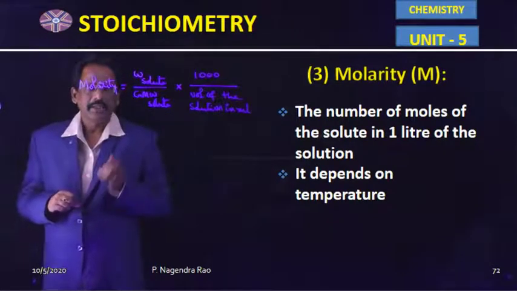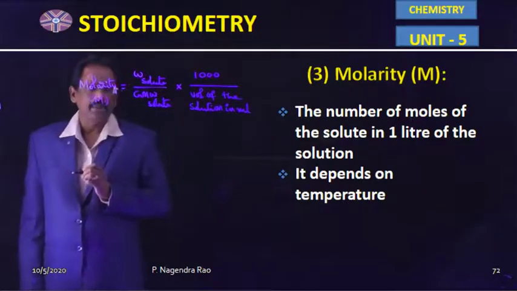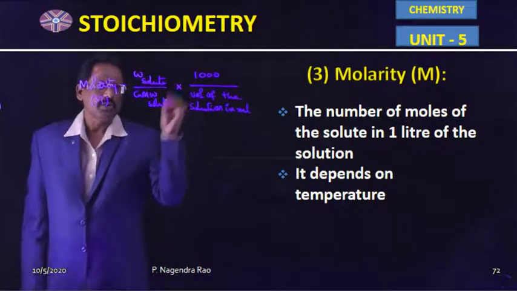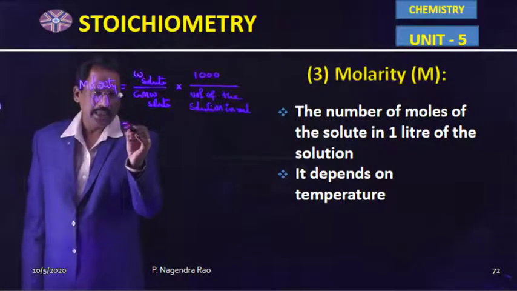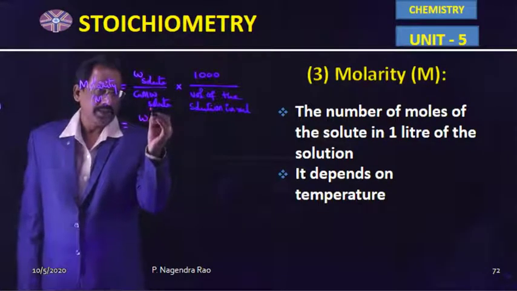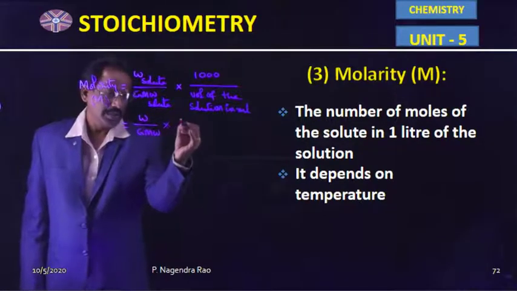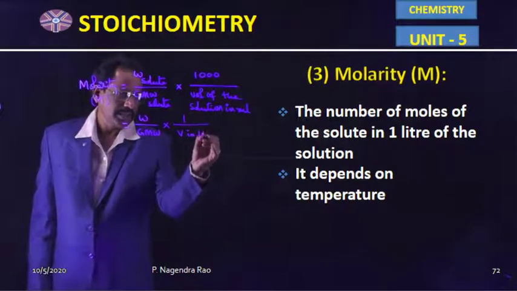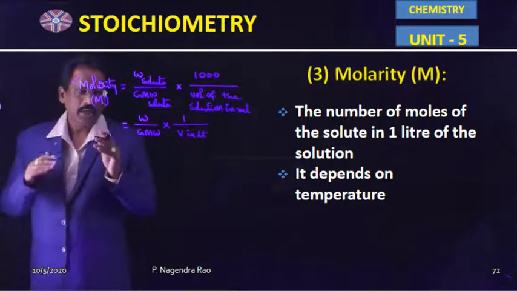Both are correct. So the formula used to calculate molarity, symbol capital M, is equal to weight of the solute divided by gram molecular weight of the solute into 1000 divided by volume of the solution in milliliters, or it is equal to weight of the solute divided by gram molecular weight of the solute into 1 divided by volume of the solution in liters. So this is the formula used to calculate molarity of the solution.